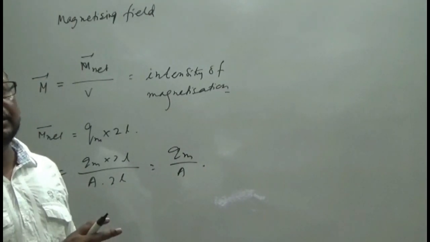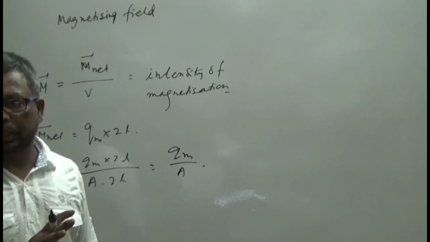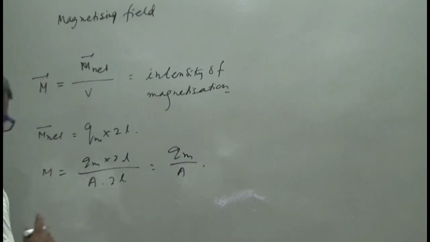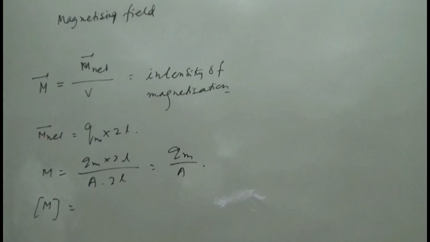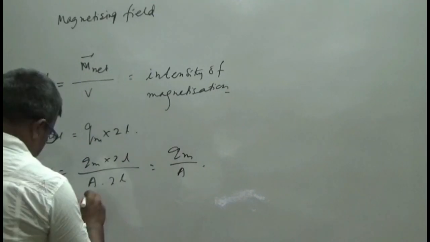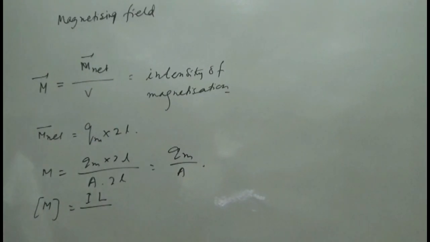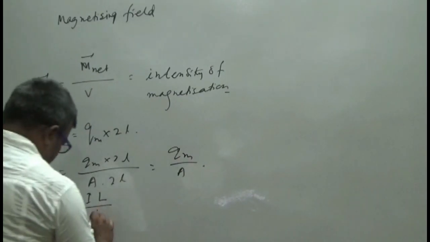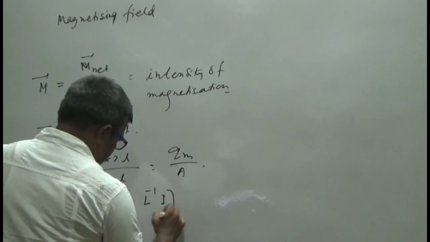Actually, this intensity of magnetization, that is magnetization, is a vector quantity with dimension. What is its dimension? It is a vector quantity and its dimension is I into L divided by L square. Therefore you can write L to the power minus 1 I.